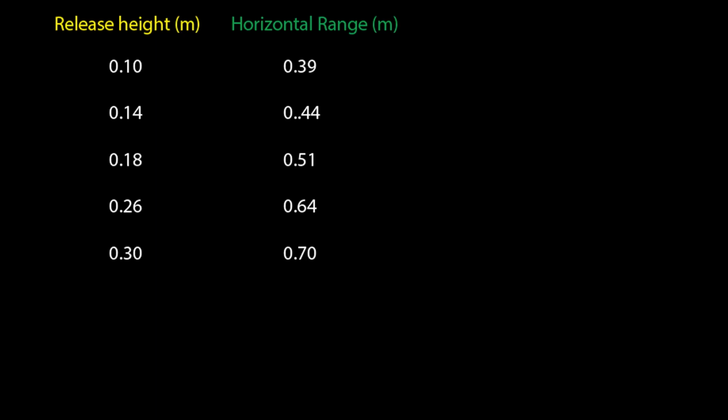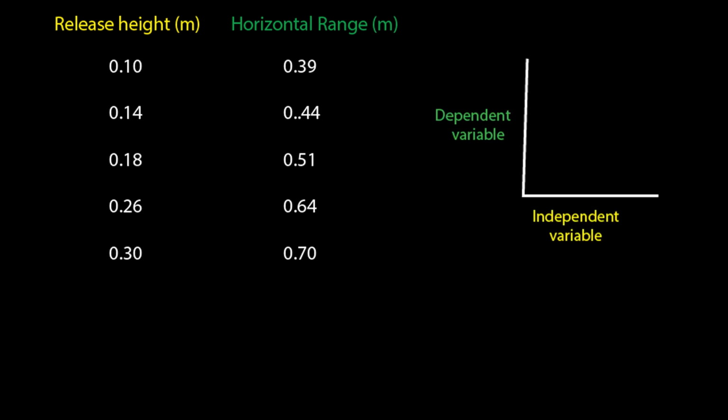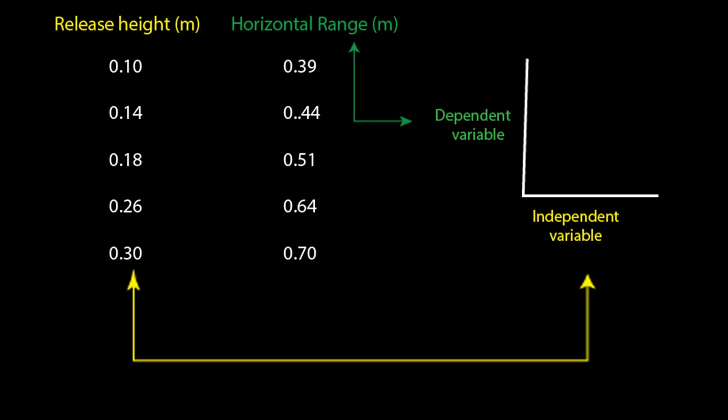Now the second question, we're asked to draw a graph. Now the first thing we do with graphs is we identify the independent variable and the dependent variable. Now the independent variable is normally drawn on the left of the table. In this case we see it's release height. The dependent variable depends on the release height, and we'll normally plot that on the y-axis, the vertical axis.